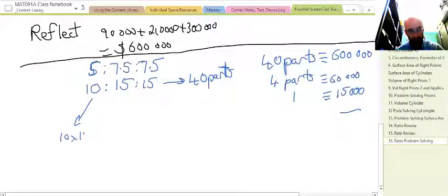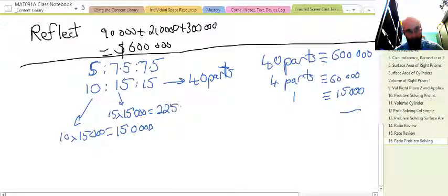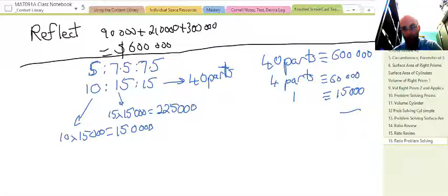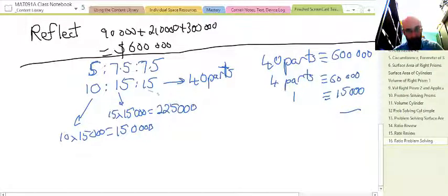So 10 parts, 10 times 15 is 150. 15 times 15,000. Okay, so we've got 225,000. That will be the case for both of them, so we've got 2 lots of that. So that's what each person will get. The first person will get 150,000, second person 225,000, and so will the third person.